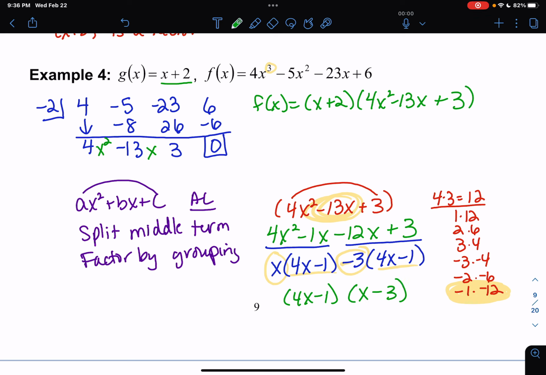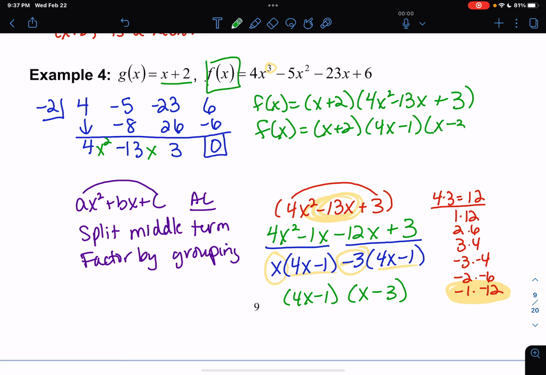Going back now, completing the factorization of this polynomial, we want to write it as, if possible, 3 linear factors. So one factor is x plus 2 that we found using synthetic division, and then the part that's left over, we used the AC method to factor and found that those 2 factors are 4x minus 1 and x minus 3.